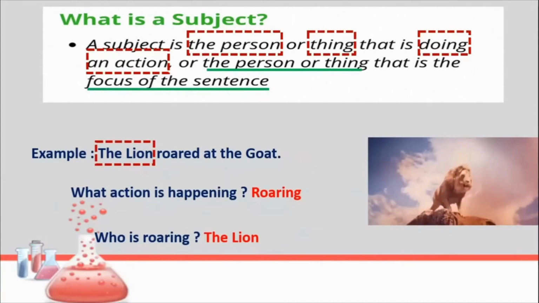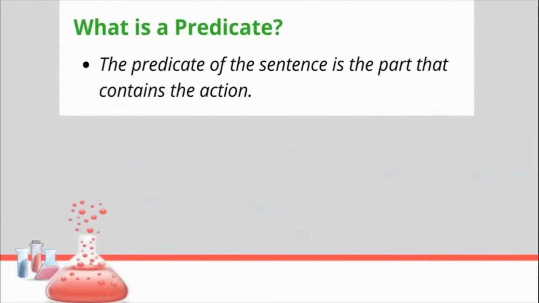I think now the idea must be clear to you that a subject is a person or a thing which is doing the action, or it is a person or the thing about which the sentence wants to speak. So it is the focus of the sentence. Alright, like I told you, we will take the same example to understand what predicate is. So what is a predicate? The predicate of the sentence is the part that contains the action. Okay, so it is the part which tells us what the subject is doing, or it tells us more about the subject. It gives us information about the subject.